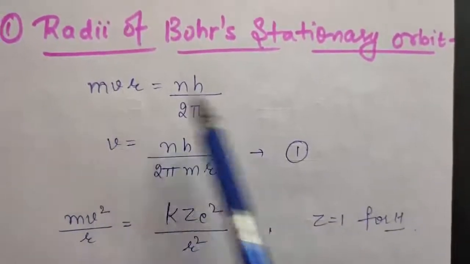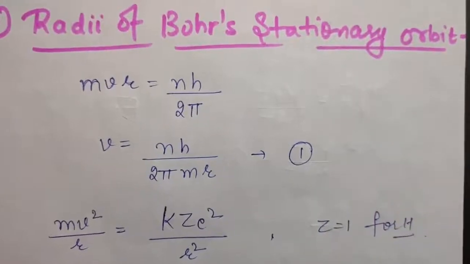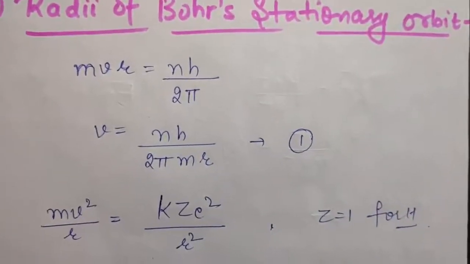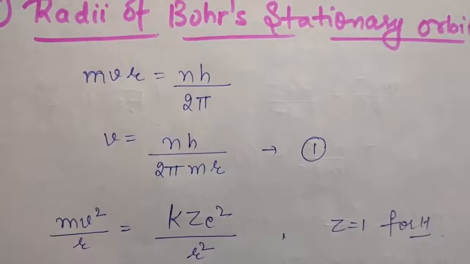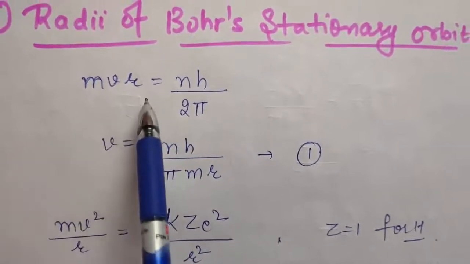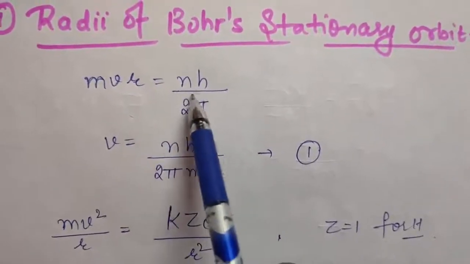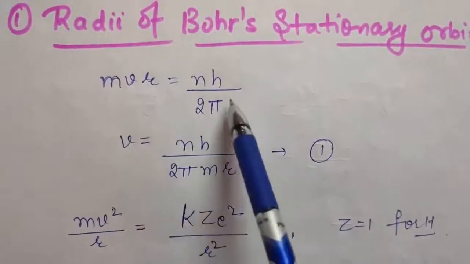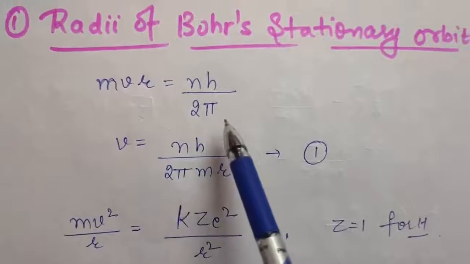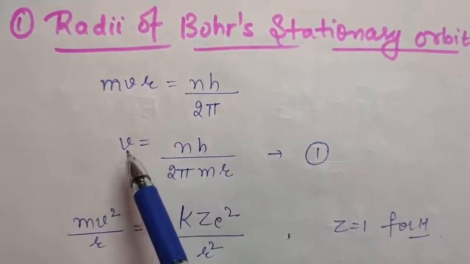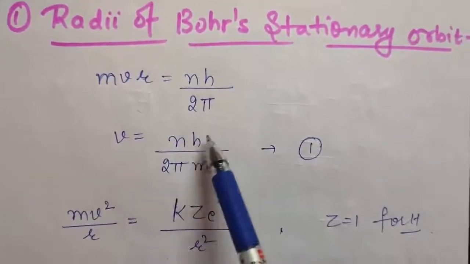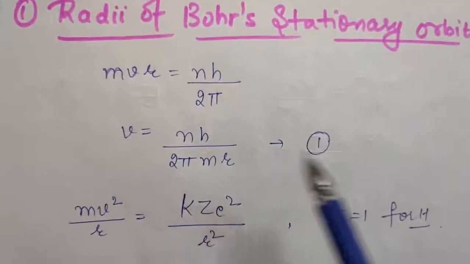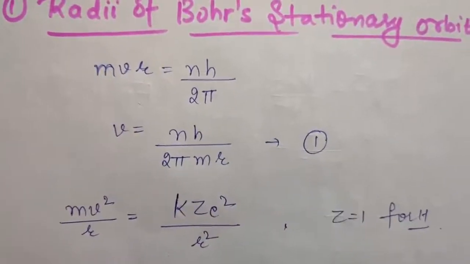So to start with the radius of Bohr's stationary orbits, first of all we will be using the second postulate of Bohr, which was that the angular momentum of the electron is equal to an integral multiple of h upon 2 pi. That is mvr is equal to nh upon 2 pi. From here, first of all, calculate the v. So v will come to be nh upon 2 pi mr. Mark it, first equation.